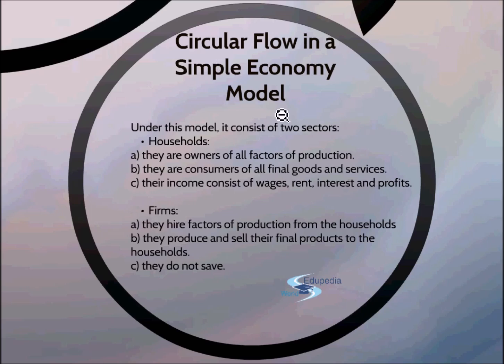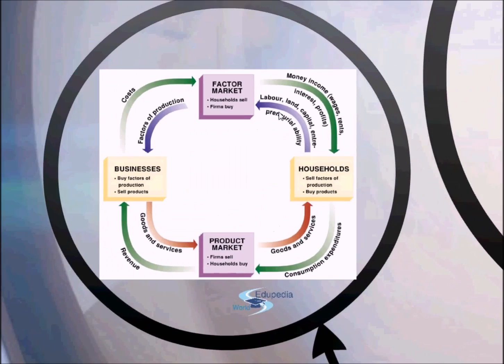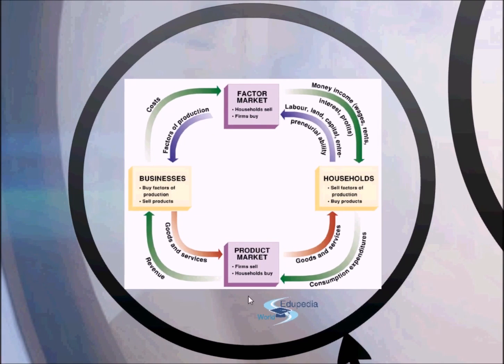Let's see how we can show this circular flow. You can see that everything here is interrelated in some way. We have firms, that is businesses, and we have households. The green line which you can see here shows the flow of money. This blue and brown line shows the flow of goods and services.